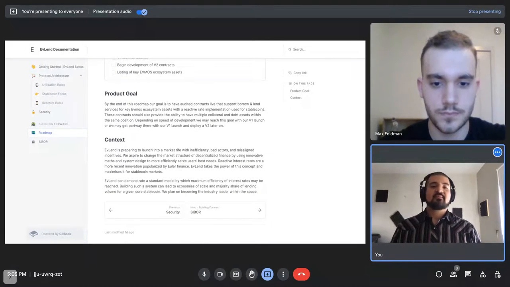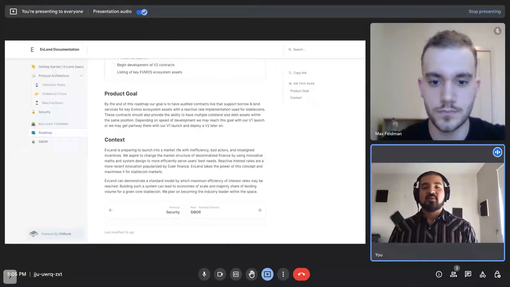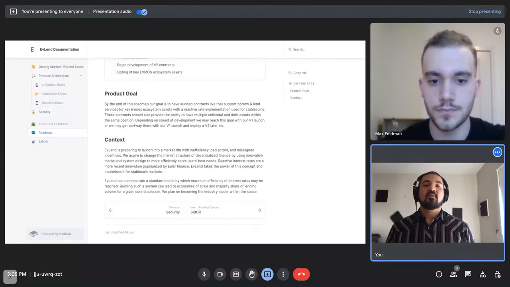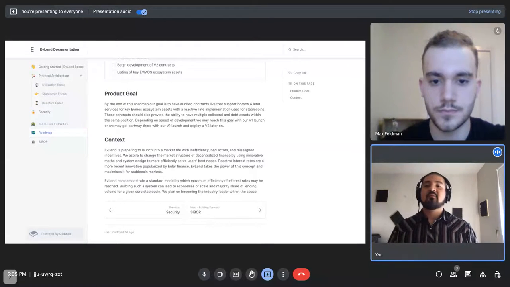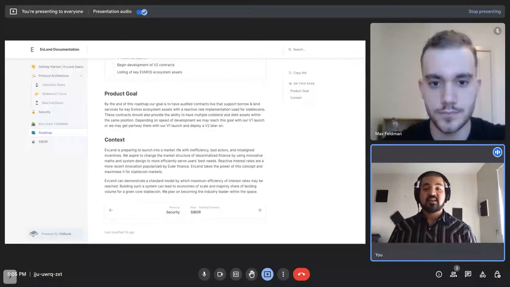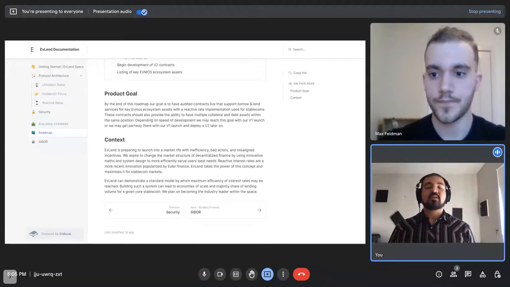Just taking a step back, let's look at the context and why we're so excited to work with Evmos, on Evmos. We're preparing to launch into a DeFi ecosystem that's still got a lot of inefficiency, still got a lot of bad actors, a lot of mis- and malaligned incentives. So we can do two really cool things with EvLend. One is we can demonstrate a standard model for maximum efficiency of interest rates. This is going to lead to economies of scale, eventually majority share in the lending space for a given core stablecoin. We become industry leaders. Of course, Evmos being a huge part of that.